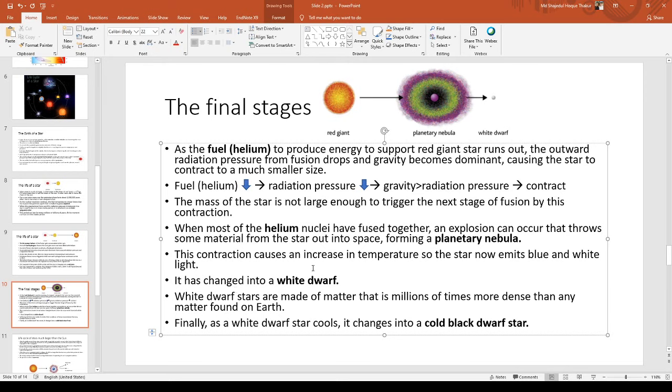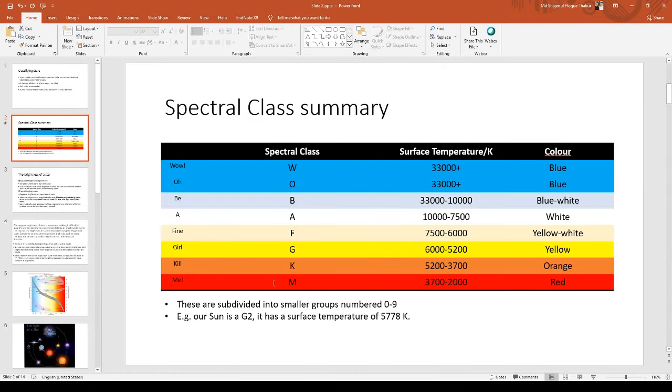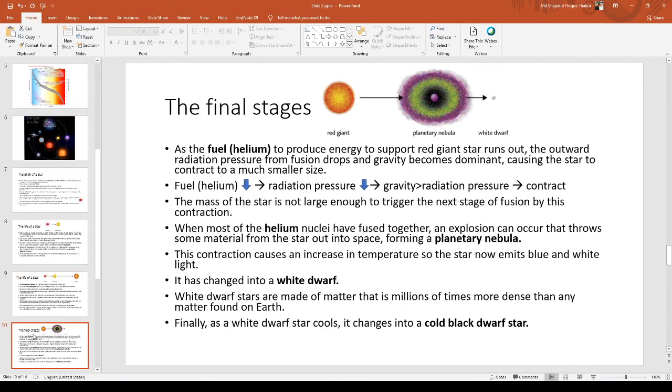Now you may ask, why is it white? It was red previously, and if you remember from the temperature chart, red is at the bottom and white is at the top. Like blue, white. White is around the top, right? White is at the top and red is at the bottom. So white is a very high temperature compared to red. So how did the surface temperature increase?